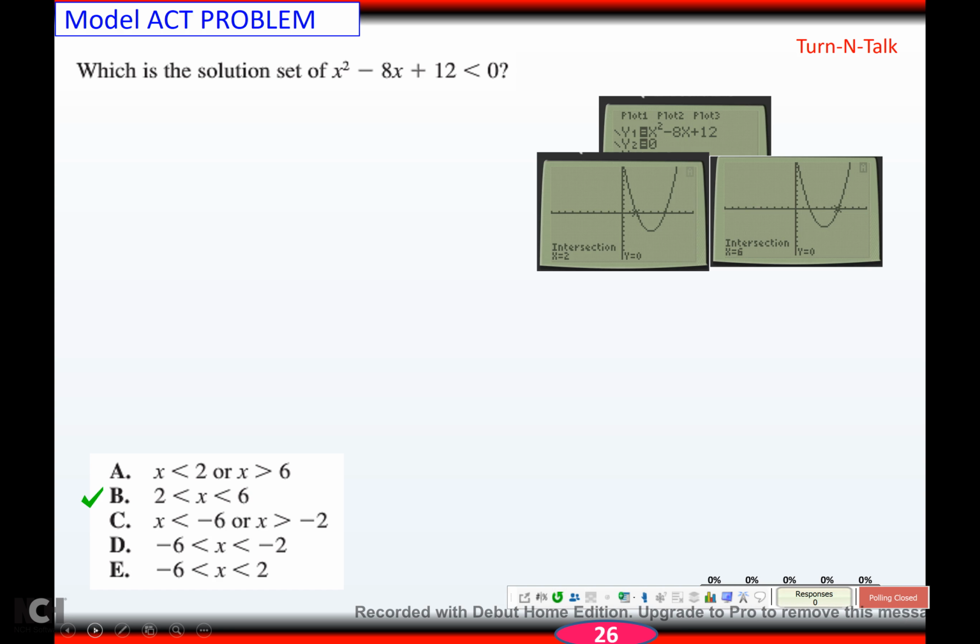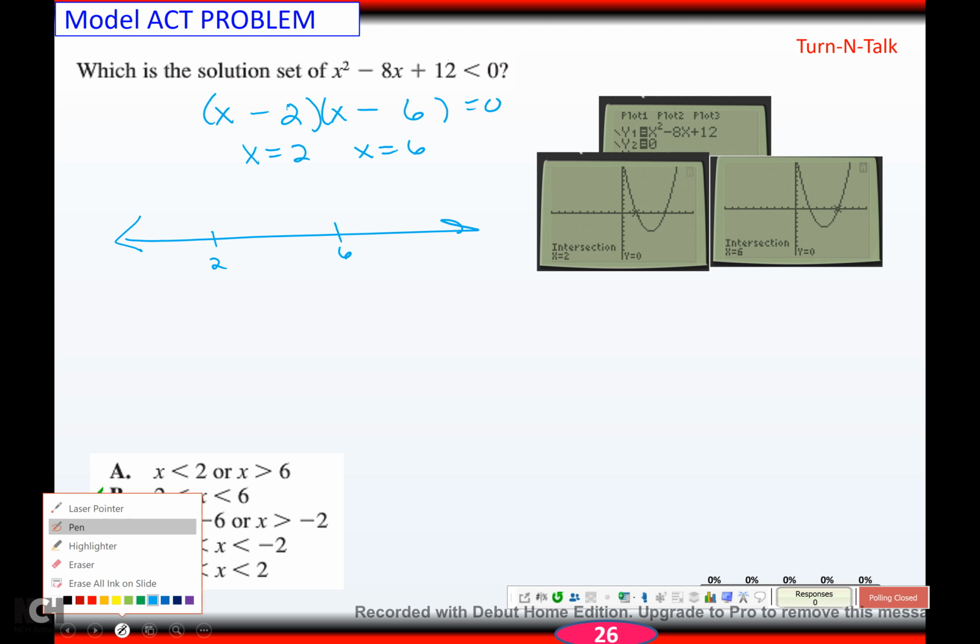And hopefully you got B. All right, it should be an easy factor: x and x. Factors of 12, 2 and 6 make 8. C is positive, so they both have to match the middle, which gives me solutions at x equals 2 and x equals 6 on a number line.